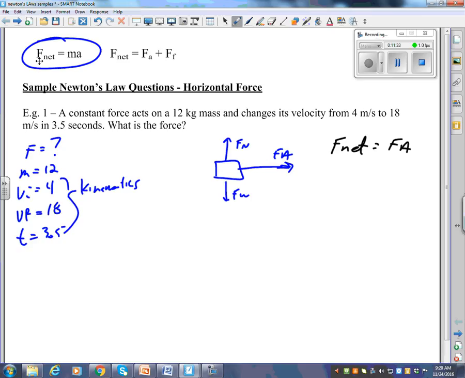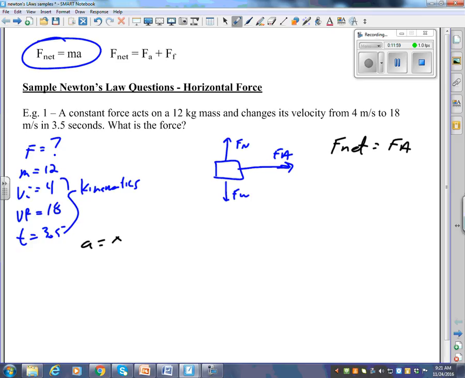How do I find F net? Mass times acceleration. Do I have the mass? I do. Do I have the acceleration? I do not. How do I get acceleration? A equals delta V over delta T. Do I have delta V? I can get it. Okay, so that's where we're going to start, right?